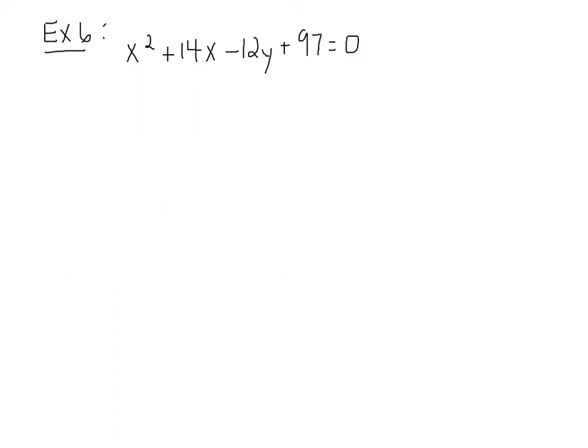Alright, example 6, we have x squared plus 14x minus 12y plus 97 equals 0. We only have one squared term in this example, so I want you to put a big star by this example. If you have one squared term instead of two, then that means that it is a parabola. Now I want you to keep in mind what the standard form of a parabola was. If you don't remember what it is, go back and look at the previous page of notes.